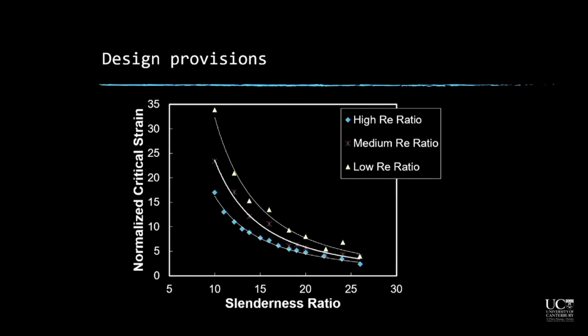Based on the results of the parametric studies we conducted, we came up with several curves for normalized critical strain versus slenderness ratio. The slenderness ratio here is the unsupported height to thickness ratio, and the normalized critical strain is the maximum tensile strain over yield strain. This critical strain, as I said, is associated with the stability criterion that was developed in the analytical models. We developed these plots for different ratios of longitudinal reinforcement in the boundary regions.